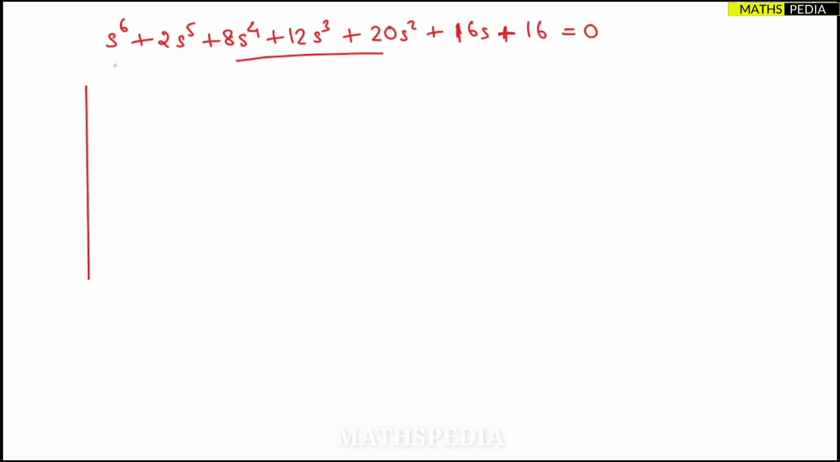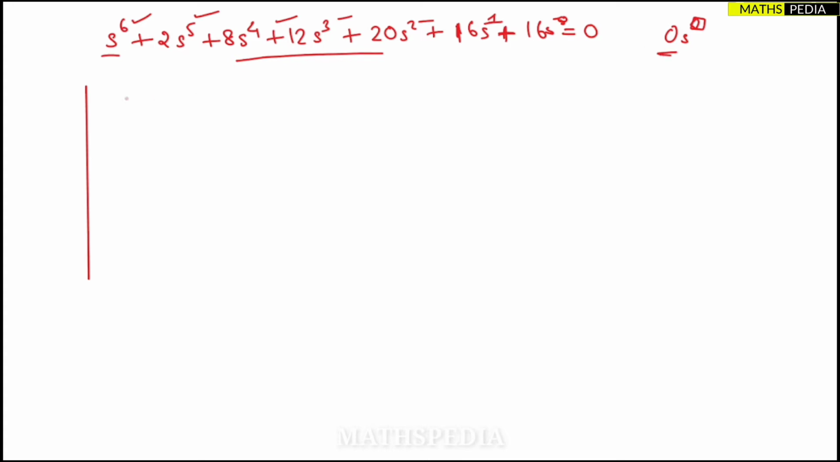So first step is you have to see whether all the powers are present or not. The power is starting from s power 6 in decreasing order: 5, 4, 3, 2, 1 and 0. Here you can write s power 0 if you want. If any power is missing, you have to put it as 0 s power whatever the power is missing. Because when writing, you have to understand that for a missing term, you have to write it as 0.